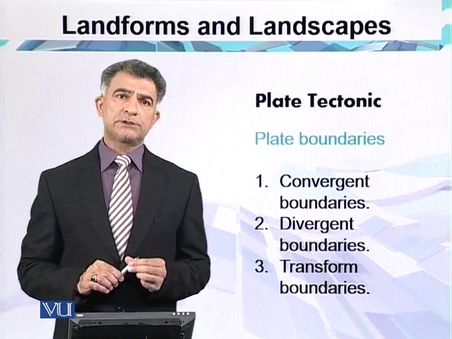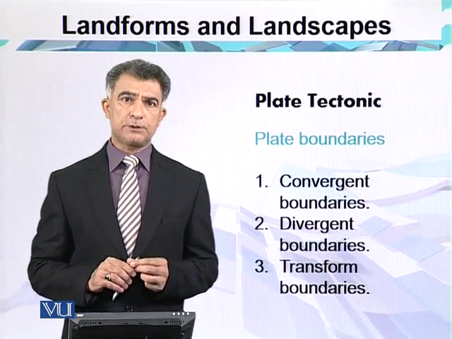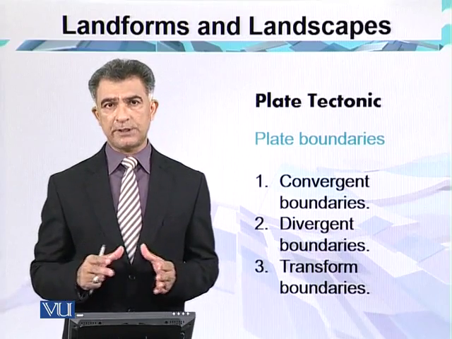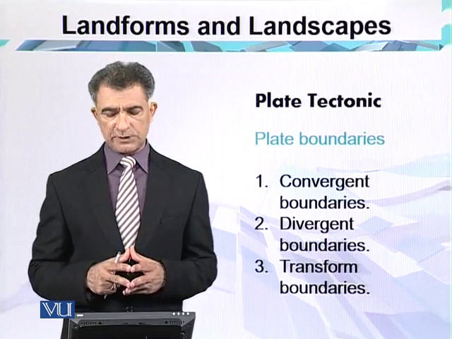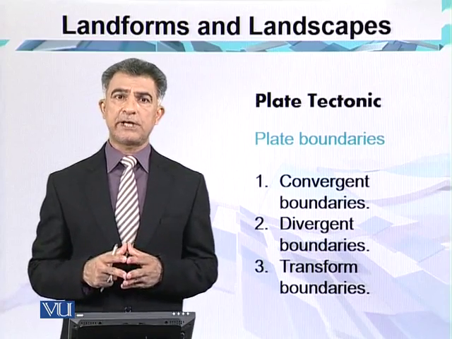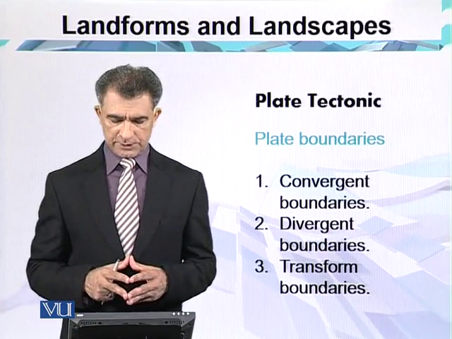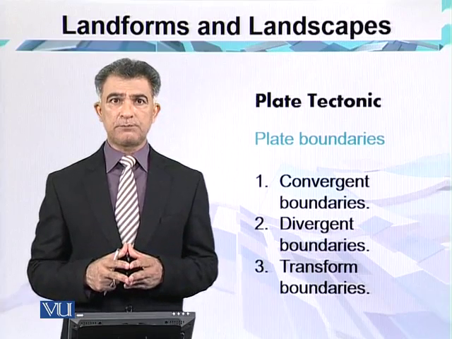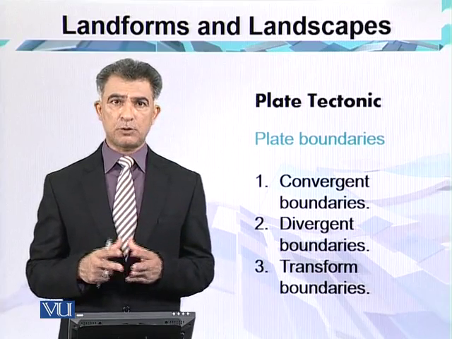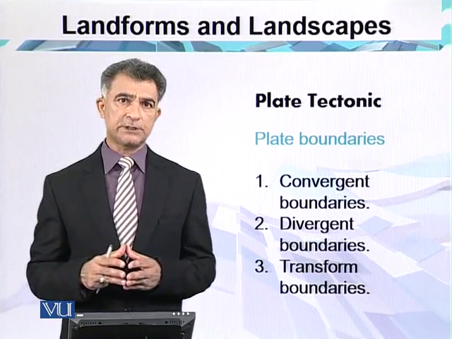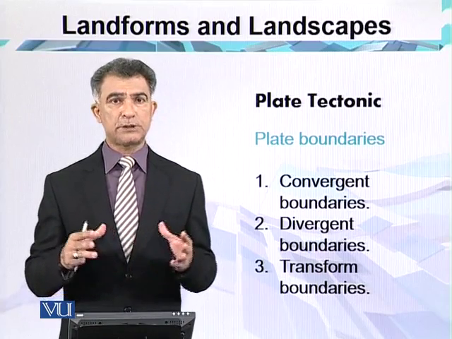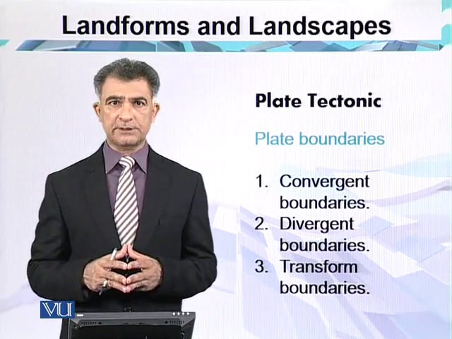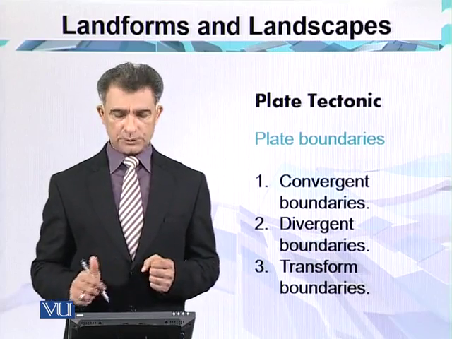Now in plate tectonics theory there are three major boundaries, and these are categorized into three areas. Number one is the convergent boundary, number two is the divergent boundary, and number three is the transform boundaries. As we have already discussed, the two boundaries, convergent and divergent, cover 94% of the total area of the Earth's surface. And the remaining area is covered by the transform boundaries.